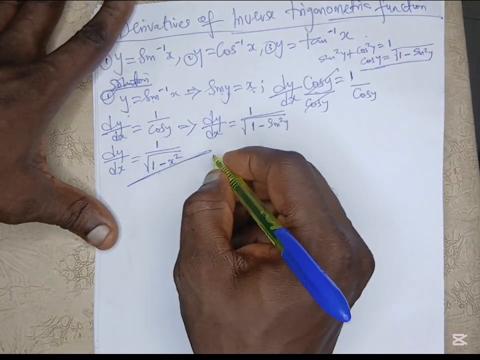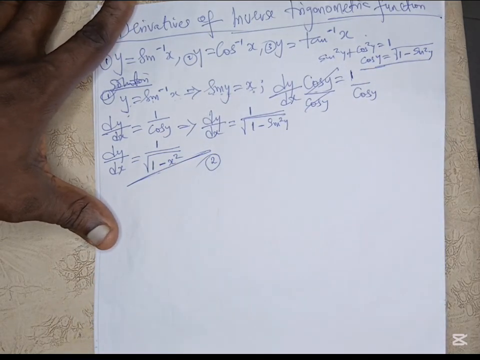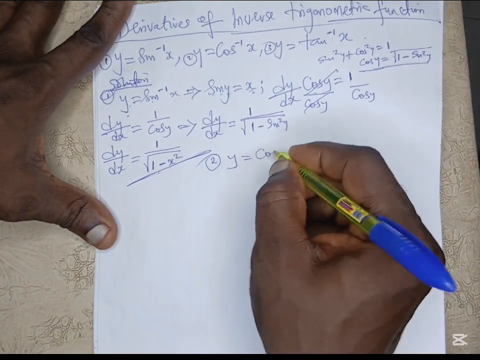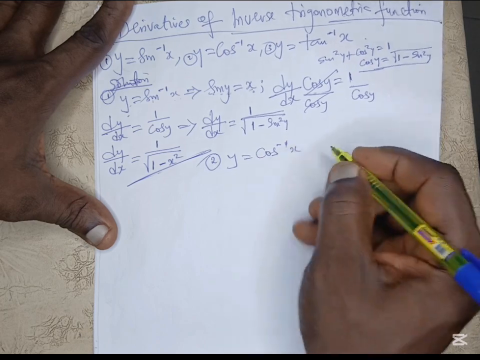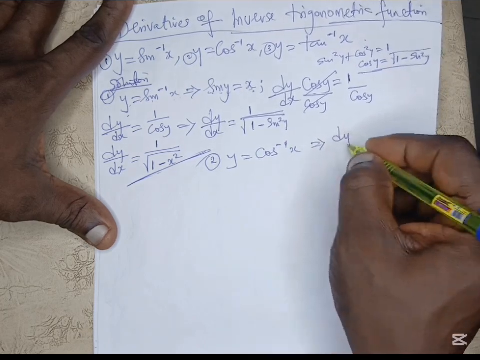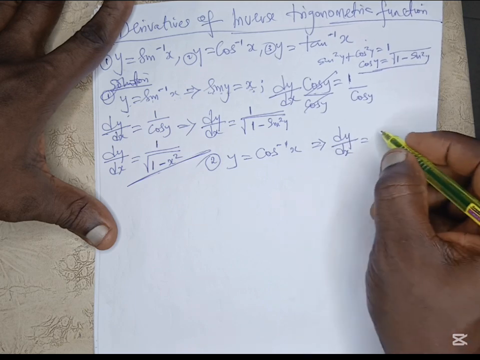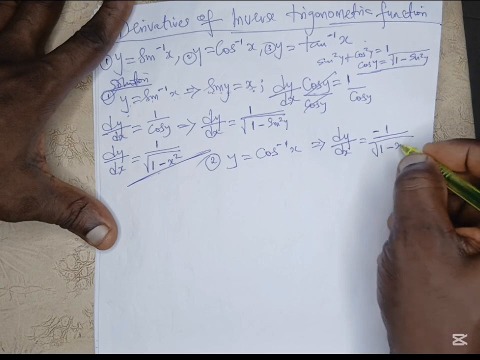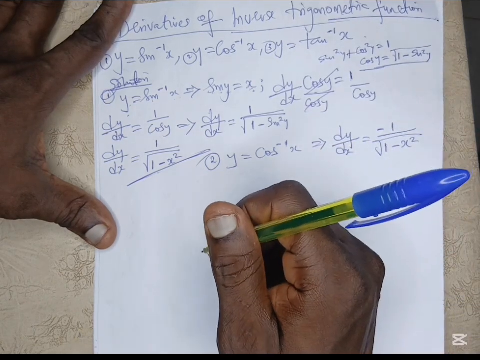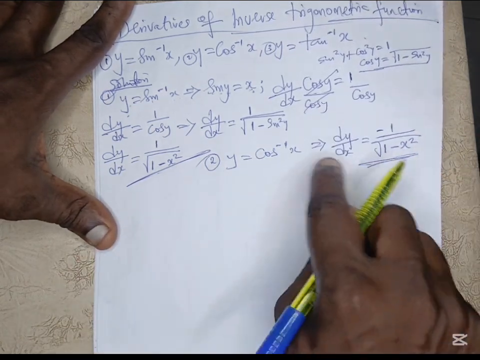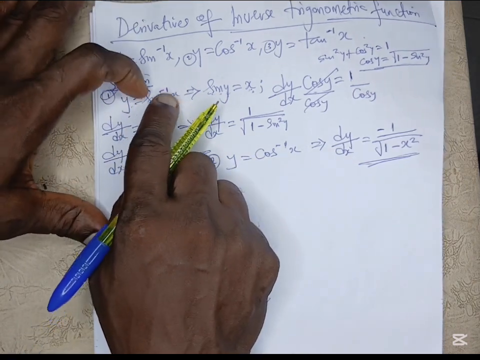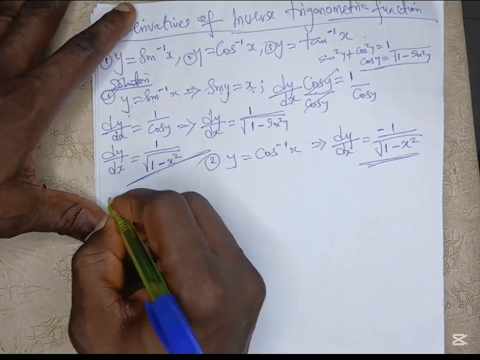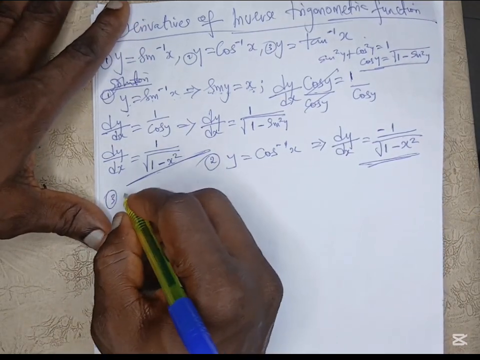Very correct. So in the second question, it's the same thing. y equals cos inverse of x. Find dy/dx. We have minus 1 over the square root of 1 minus x squared. So the only difference between sine inverse of x and cos inverse of x is the negative sign. They are the same process. So number 3 is a different process entirely.